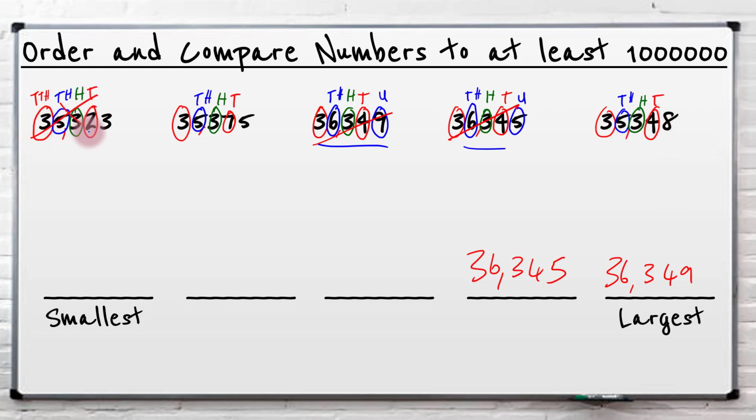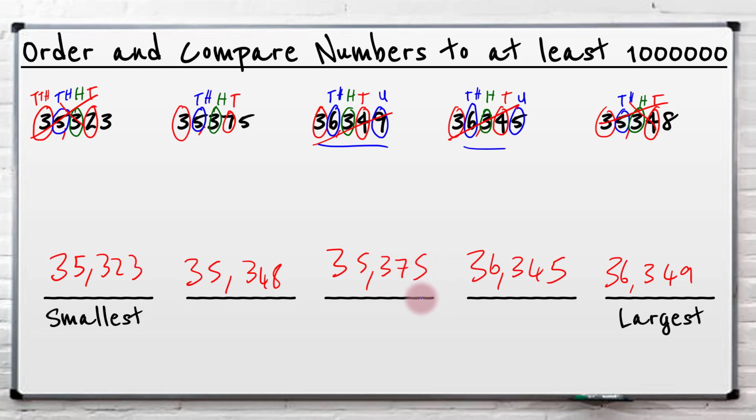So we put this one as the smallest number, 35,323. Then the 4 tens or the 7 tens, well, this is smaller because 4 tens is smaller than 7 tens. So 35,348. And finally, 35,375. So when ordering and comparing numbers, always start with the digit that is worth the most. Then work your way down until you find a digit that is not the same. And then you can see whether it's bigger or smaller.